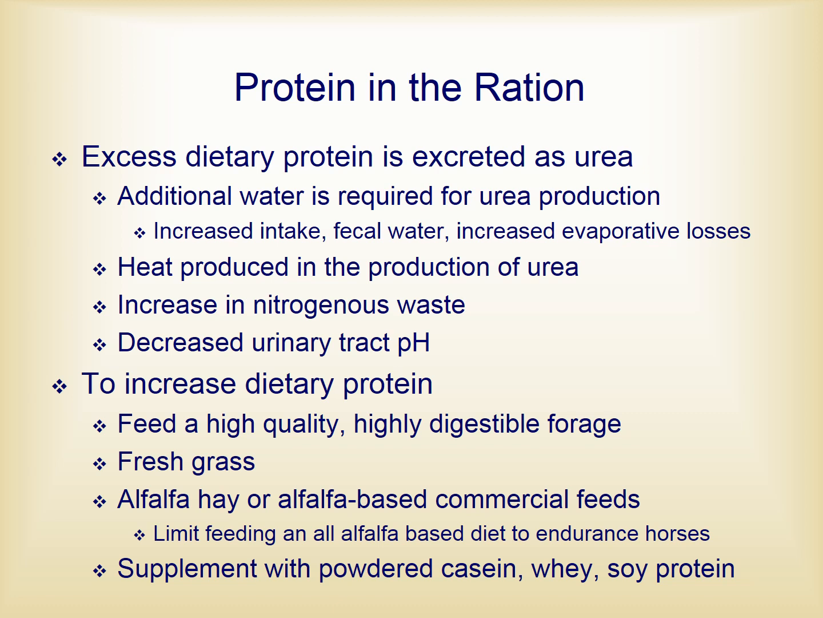We can feed a high quality, highly digestible forage. We can offer the horse fresh grass if that's available in the management conditions for the animal. We can provide alfalfa hay or alfalfa-based commercial feeds. We definitely want to limit feeding an all alfalfa-based diet to endurance horses. And then we can supplement with powdered casein, whey, or soy protein. And using a powdered protein supplement can be beneficial for our equine athletes. It doesn't add a lot of volume, but can add a nice concentrated source of protein to the ration.